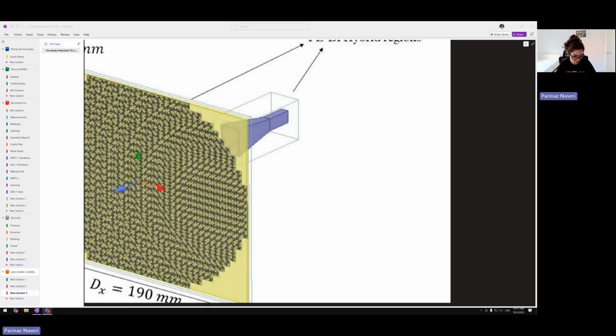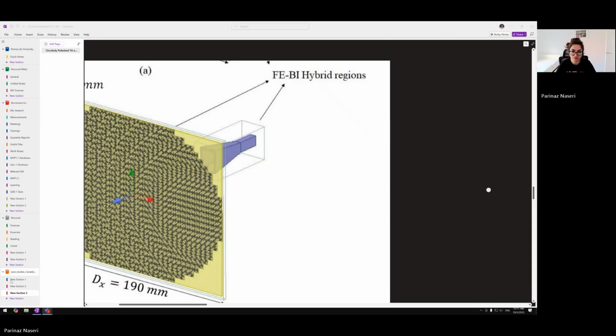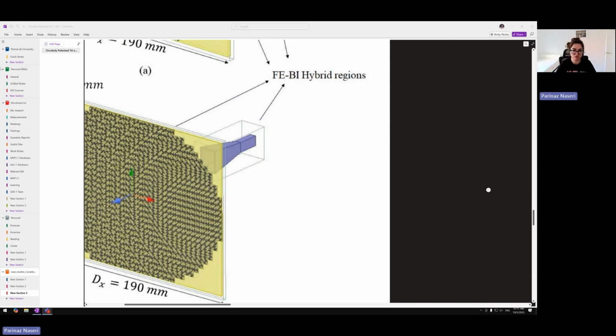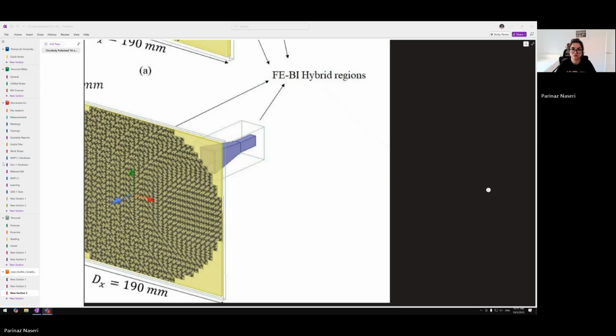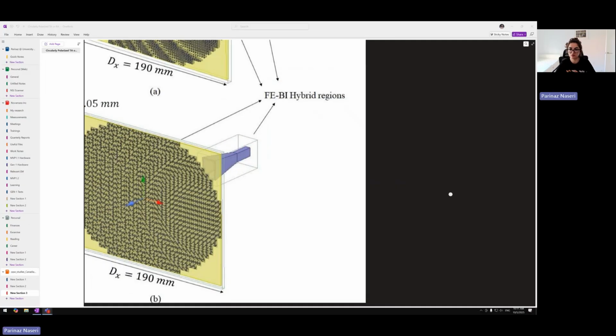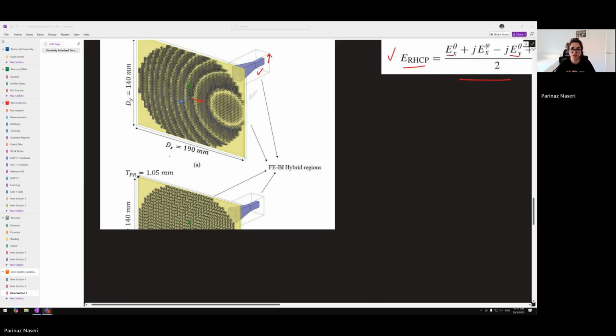I lost my mouse. Where is my mouse? Technical issues. Where is it? Okay, I don't know what's going on with my mouse.